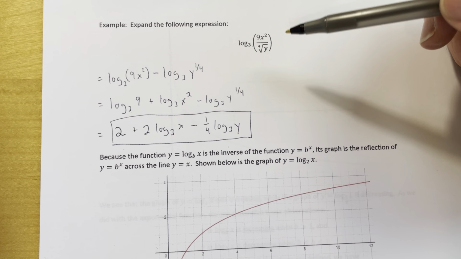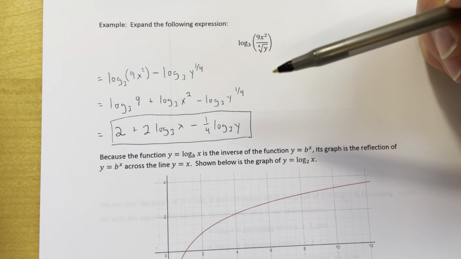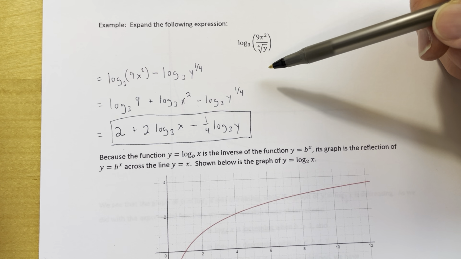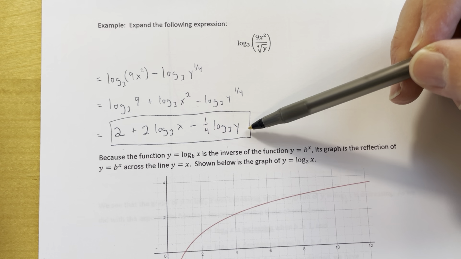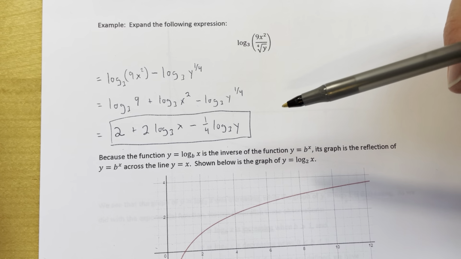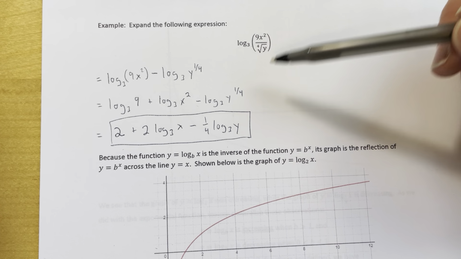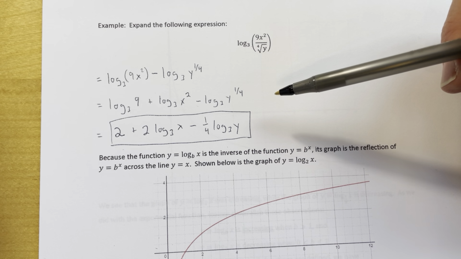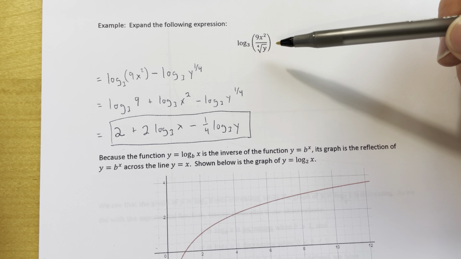Looking at a problem like this, it's natural to ask, why would we bother doing this? Because depending on your perspective, this may look more complicated than this. There's more terms. So how is this better than this? And the answer is something that we'll get to in chapter 2 of our book, called differentiation.